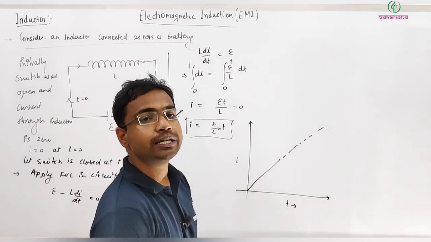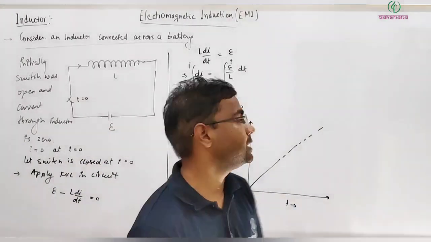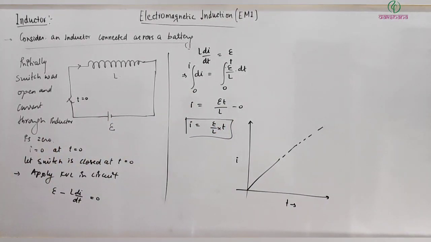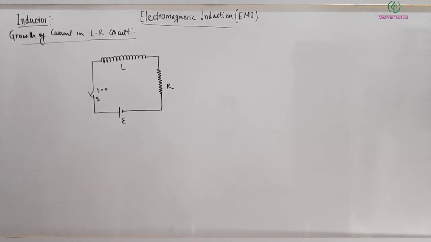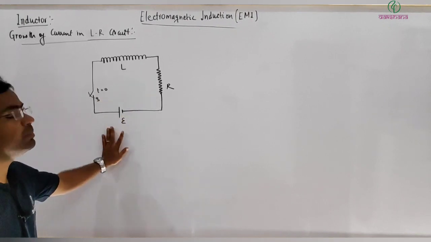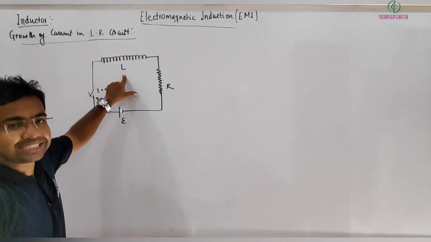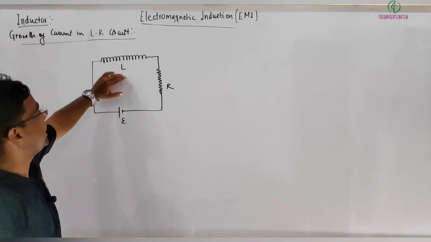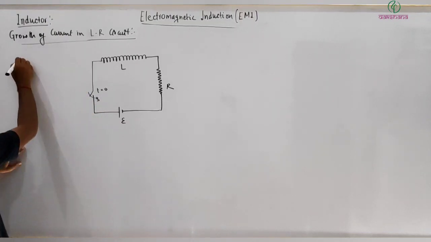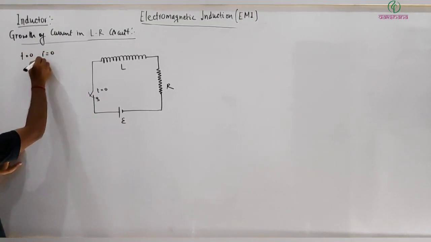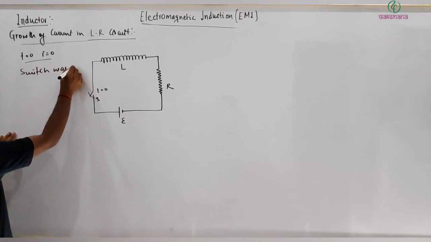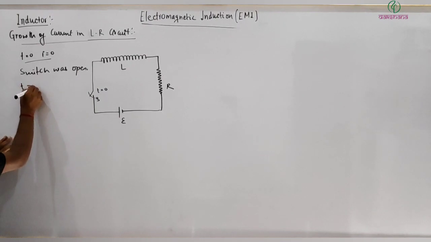Let's see if an inductor and resistor are connected across a battery, then how our current varies. So that we write as growth of current in an inductor. Next, consider if across an inductor one resistor is also connected and both are connected to a battery. We call this an LR circuit. So let's see the growth of current in the LR circuit. Again here also at t equal to 0, I is equal to 0. Initially the switch was open. Now at t equal to 0, the switch is closed.